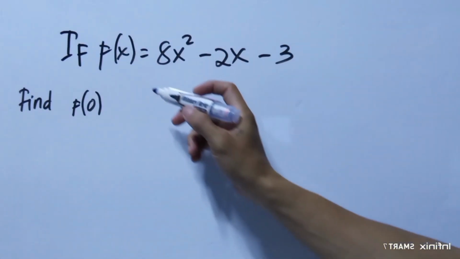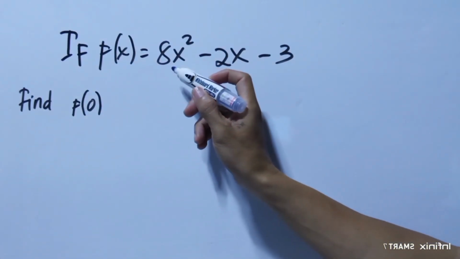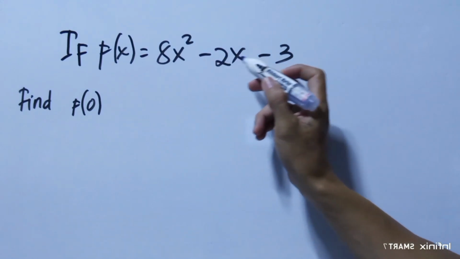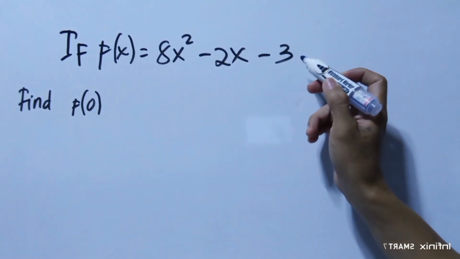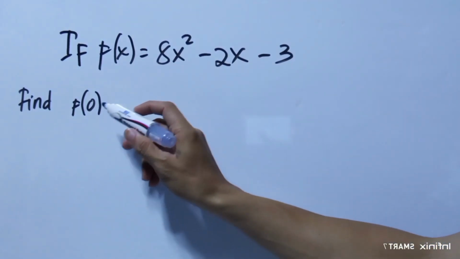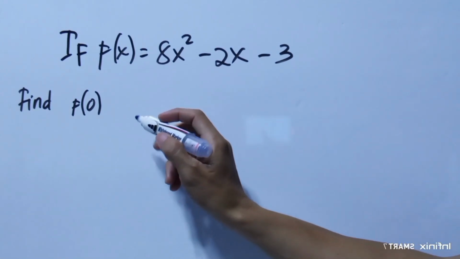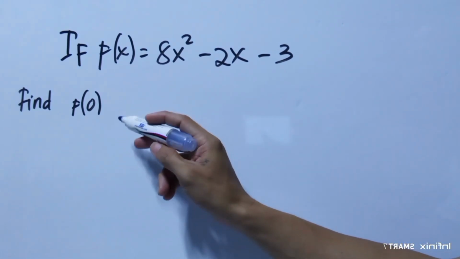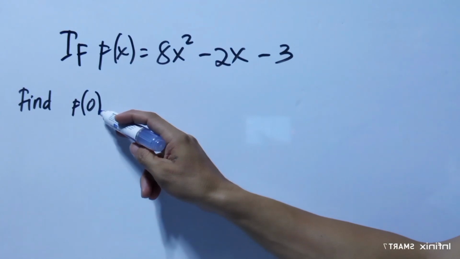Okay, we will solve this one. If f of x is equal to 8x squared minus 2x minus 3, we will find f of 0. Okay, so ang gagawin natin dito, we have to substitute the value of x, which is 0.